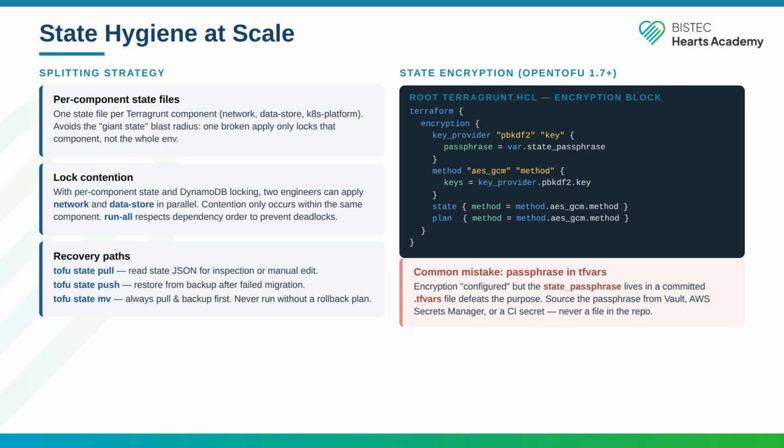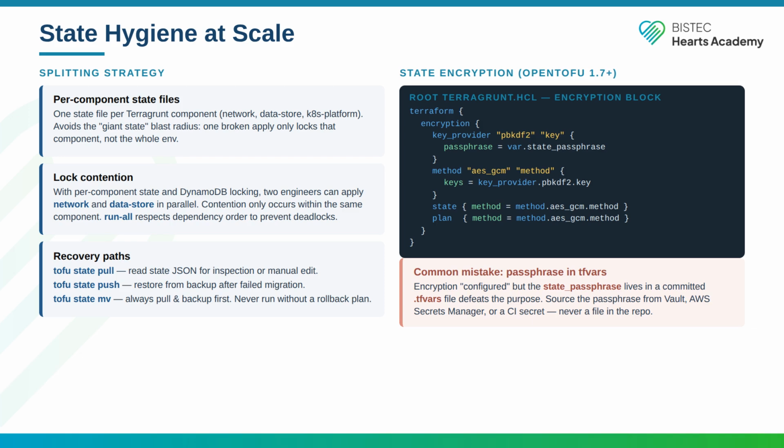Lock contention. With a single state per environment, every apply is serialized. One team's deploy blocks every other team's deploy. With per component state, only applies touching the same component are serialized. 2 teams can deploy their components simultaneously without waiting for each other.